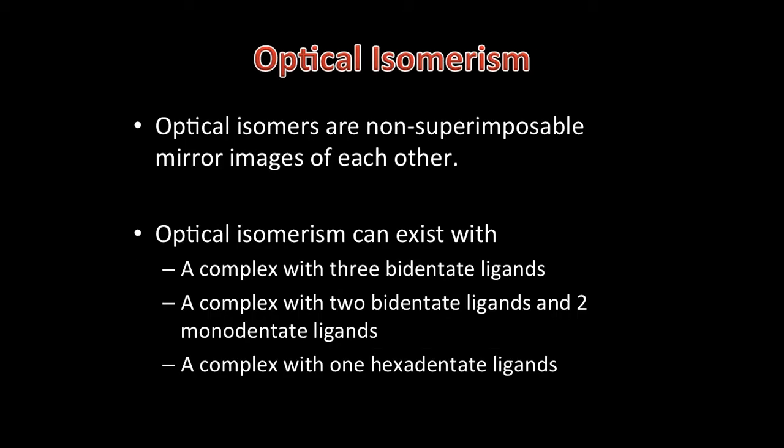So, now moving on to optical isomers. To recap, optical isomers are non-superimposable mirror images of each other. Optical isomers can exist with A, a complex with 3 bidentate ligands, B, a complex with 2 bidentate ligands and 2 monodentate ligands, and C, a complex with 1 hexadentate ligand. The example given in the syllabus is [Ni(NH2CH2CH2NH2)3]2+, with an overall charge of +2, and this is shown on the next slide.